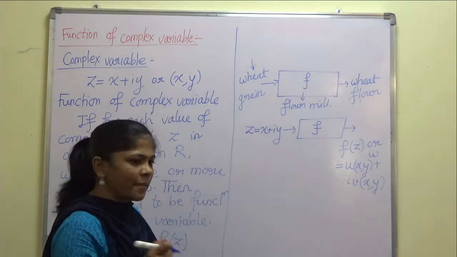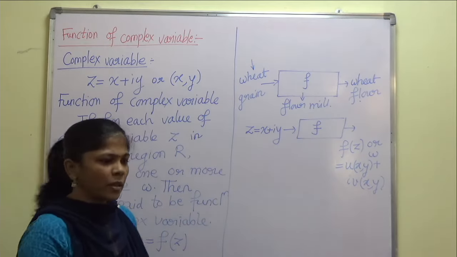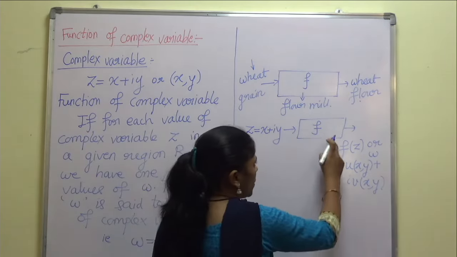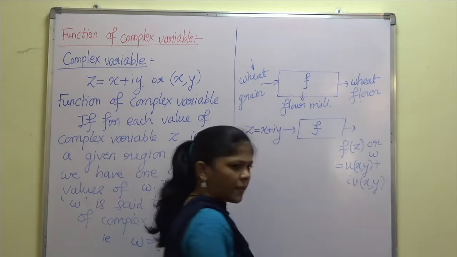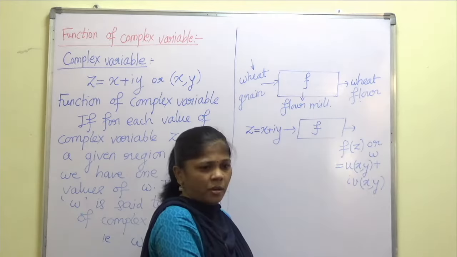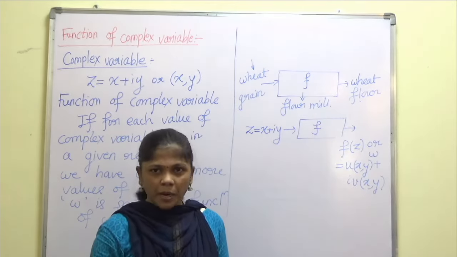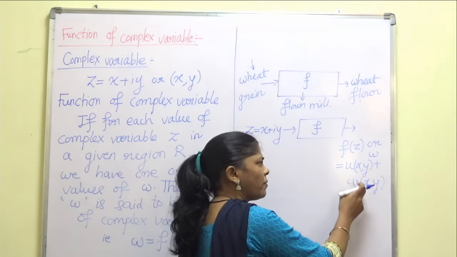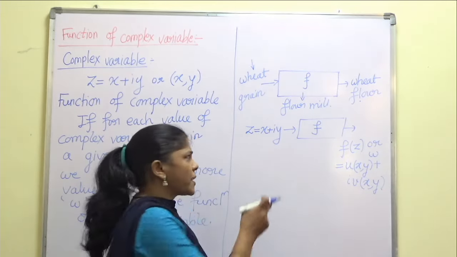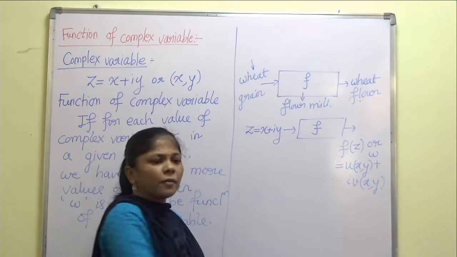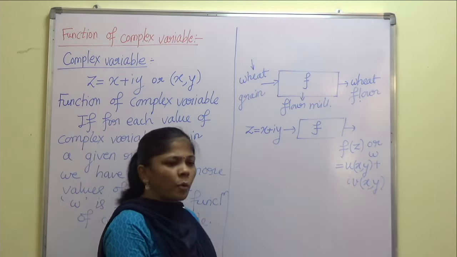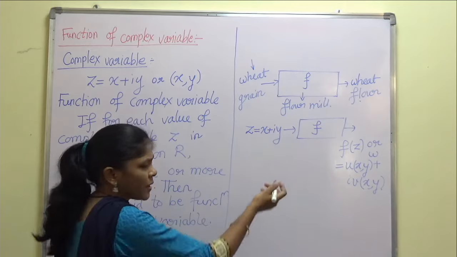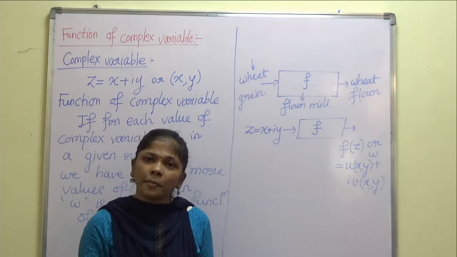Let us take one simple example. Now you must be having one question: why have I written f of z as u of xy plus i v of xy? Here, u is the real part of this resultant function, and v is the imaginary part. You observe that u and v both are functions of x and y. And x and y are the real and imaginary parts of the input, that is z. So you may be wondering whether this is true. Let us try to verify this with the help of one example.